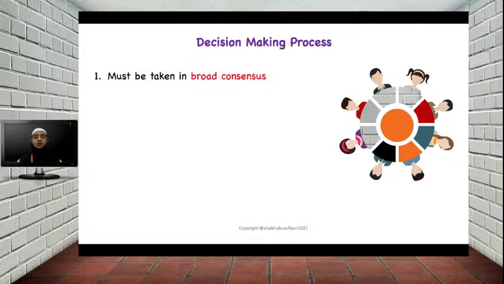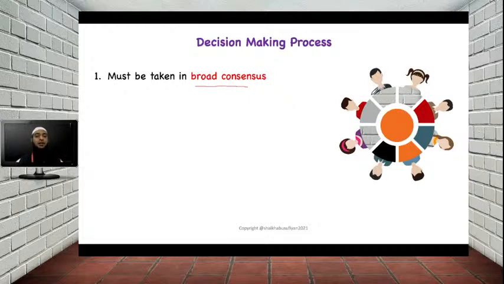The decision making process, especially of the ethical committee, is not done single handedly, but must be taken in broad consensus. What do you mean by broad consensus? We have seen the ethical committee consists of a number of members. The minimum there must be 5 members to form the quorum, and there must be 5 to 7 or 12 to 15 members present in the ethical committee.